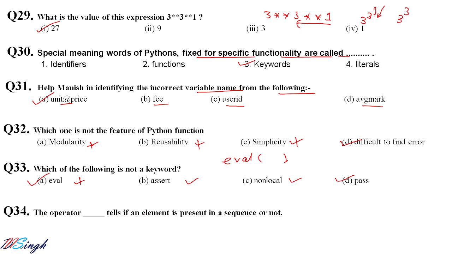The operator tells if an element is present in the sequence or not. So this is what? Membership operator. And I hope now you remember which ones are membership operators: in and not in. Okay, so the answer should be in. That is the correct answer for it.